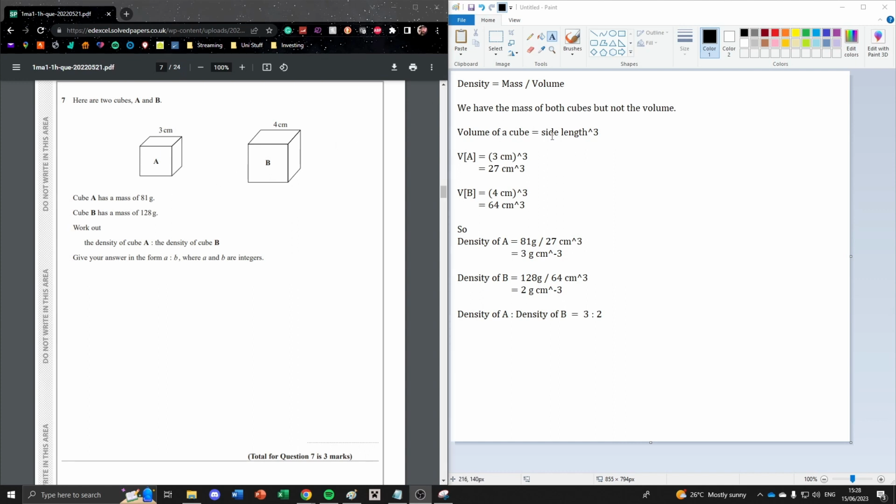The volume of a cube is just the side length cubed, and so we can calculate that the volume of cube A is 3 centimeters all cubed, which gives us 27 centimeters cubed, and for B, it's 4 centimeters all cubed, which gives us 64 centimeters cubed. We can then work out the density of A is 81 grams divided by 27 centimeters cubed, which is 3 grams per centimeter cubed. And the density of B is 128 grams divided by 64 centimeters cubed, which gives us 2 grams per centimeter cubed. So the ratio of these densities, of course, is just 3 to 2.